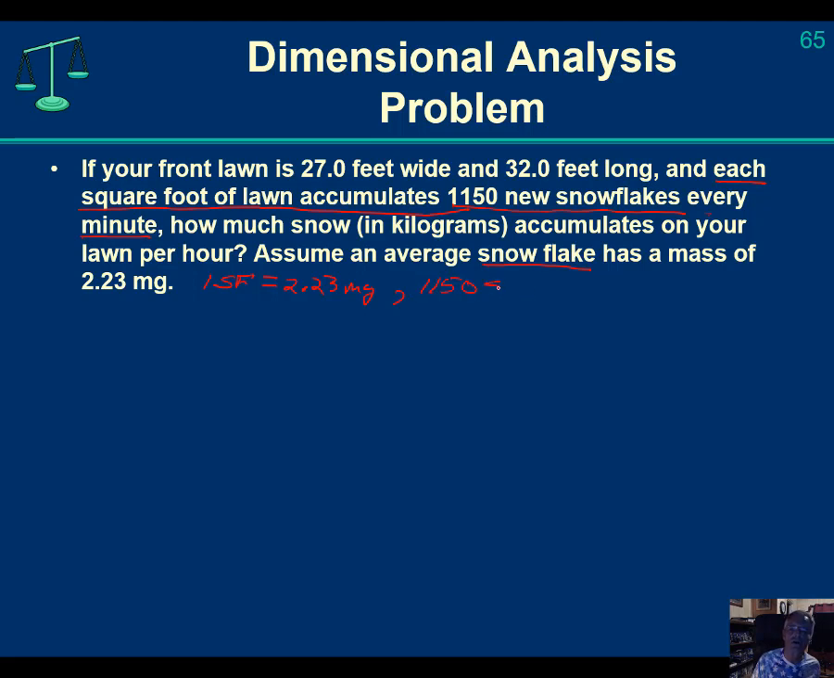1,150 snowflakes accumulate on every 1 square foot, every 1 foot squared, every 1 minute. So that is an equivalence: 1,150 snowflakes on 1 square foot of lawn every 1 minute. I want it on the entire lawn, so I'm just going to draw a picture. And drawing pictures is very useful.